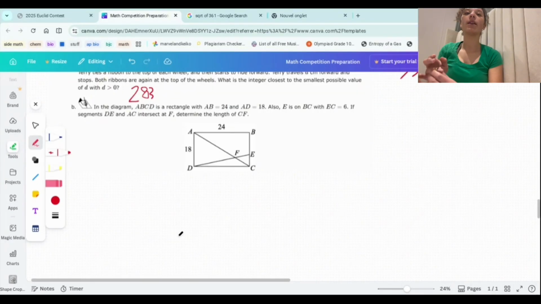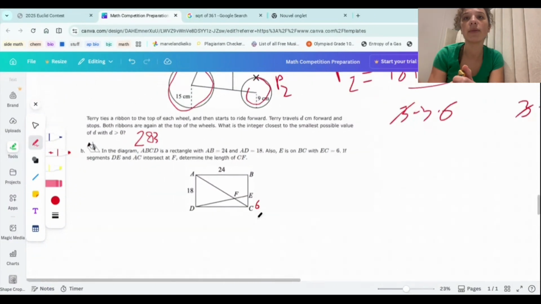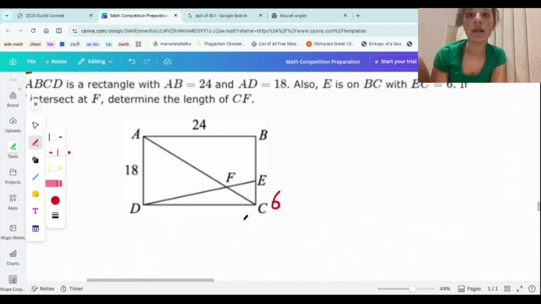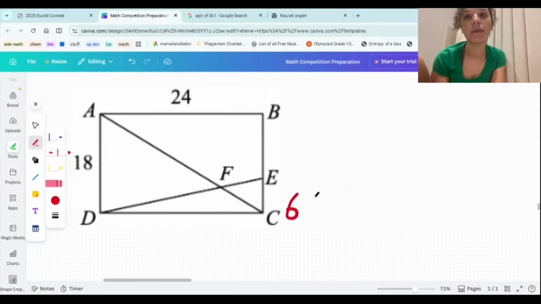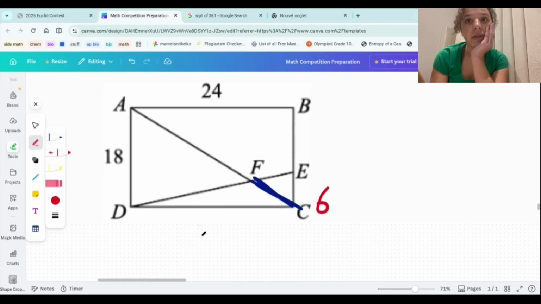Okay. In the diagram, ABCD is a rectangle with AB equals 24 and AD equals 18. So that by extension means the same for these sides. Also, E is on BC with EC equals 6. So that tells us BE as well. If segments DE and AC intersect at F, determine the length of CF. Okay, so what they want us to find is this. Let's just keep that in mind.